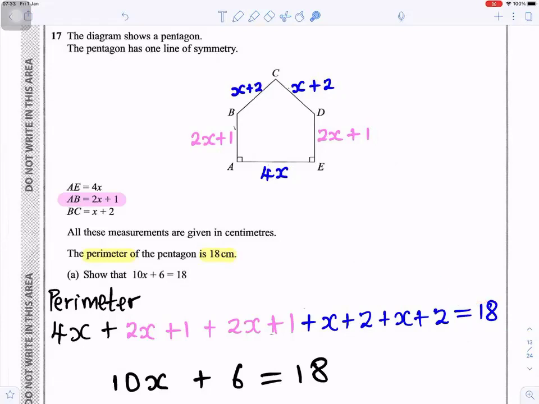Now we add like terms together. Add all the x together. So 4x plus 2x plus 2x plus x plus x. 4 plus 2 is 6, plus 2 is 8, plus 1 is 9, plus 1 is 10. So it's 10x. Add the numbers together. 1 plus 2, 1 plus 1 plus 2 plus 2. That gives you 6. So 10x plus 6 is equal to 18.